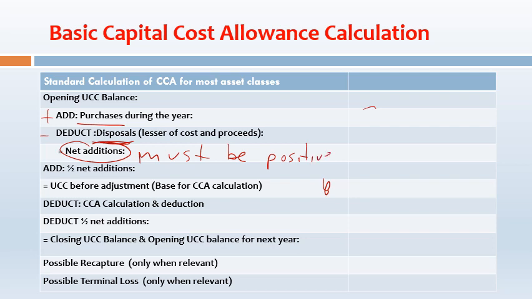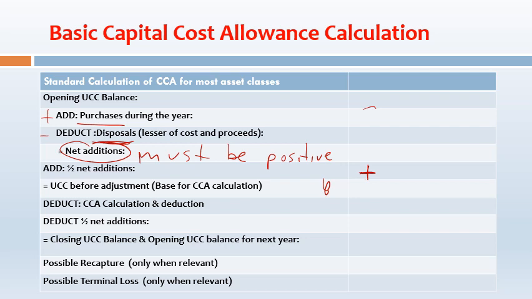If you have more disposals in the year than you do purchases, guess what? You have a negative amount for net additions, and you can just ignore the entire accelerated rate. Now, once you've determined what the net additions are, you will add half to your pool, like so.